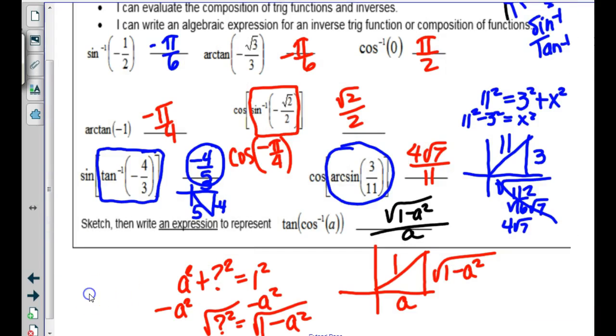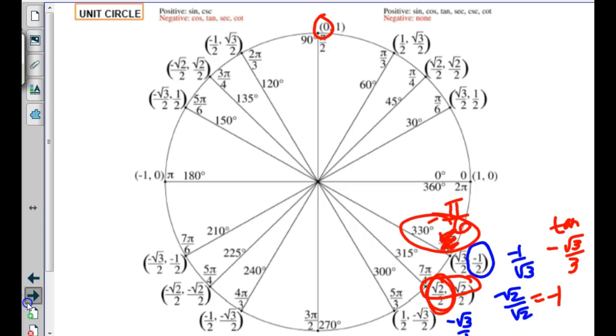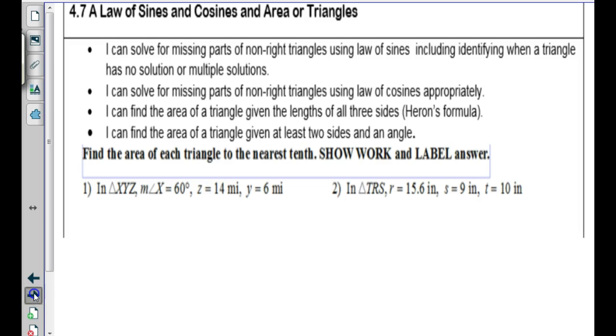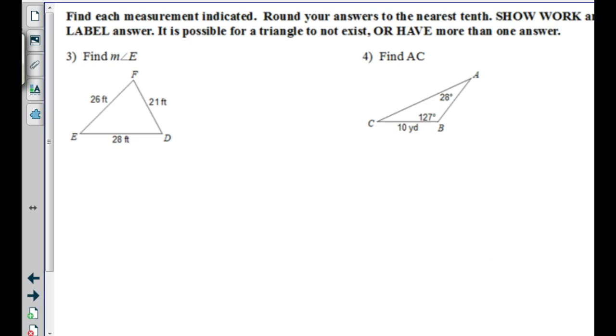All right, what do you want me to do next? 3 and 4. Are these the right ones? Okay. Find angle E. By the way, there are no pictures on tomorrow's quiz. It's like the ones we did yesterday where it says capital F equals this, little e equals this, and you have to draw the triangle yourself. But this one wants us to find E.